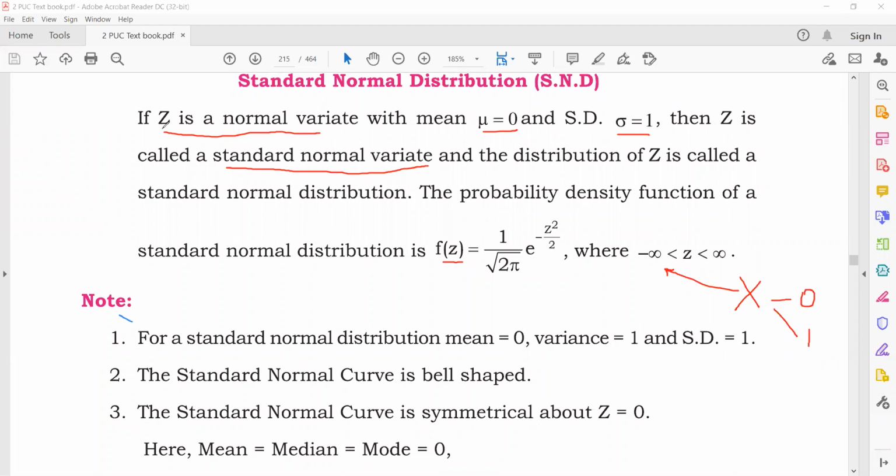Till now, we indicated the variable by the symbol X. Now we are using the symbol Z. So I have a Z which is normal, but its mean is 0 and its standard deviation is 1. In that case, my Z is called a standard normal variable, and its probability density, as stated earlier, is f of z equals 1 by square root of 2 pi into e power minus z square by 2.